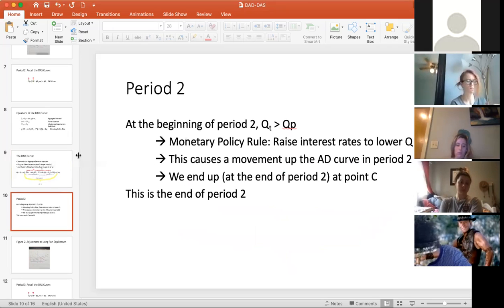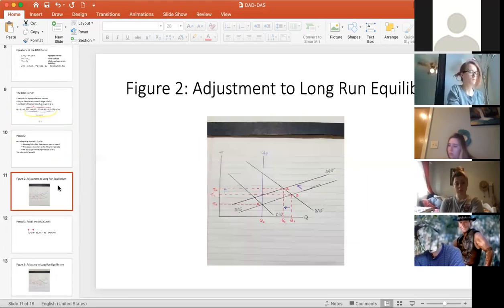Just to summarize, at the beginning of period 2, Q is greater than QP. The monetary policy rule says raise interest rates to lower GDP. This causes a movement up the AD curve, and we end up at the end of the period at point C on the following graph. The DAD curve shifted initially, and in the second period, because of people's rising inflationary expectations, the DAS curve shifted back. And so we went from A to B to C. C is another short run equilibrium.